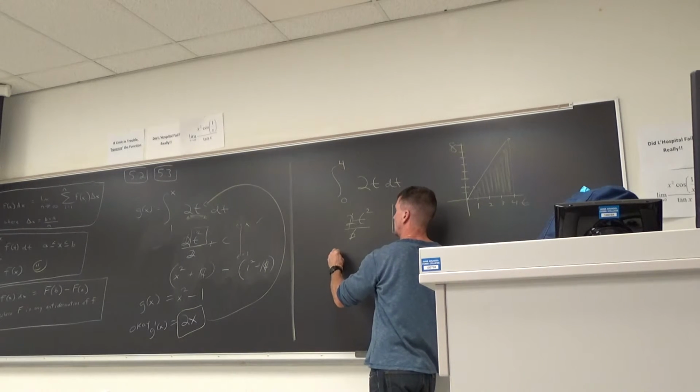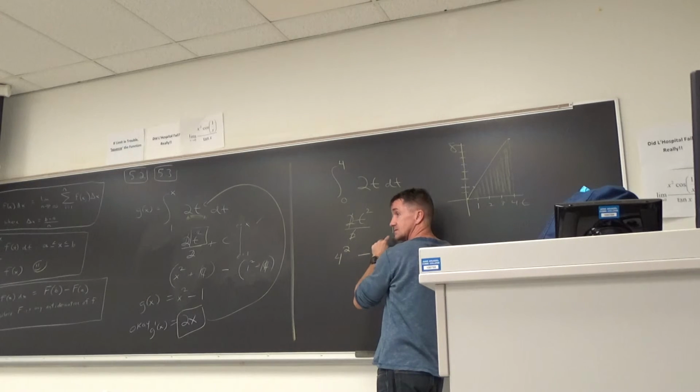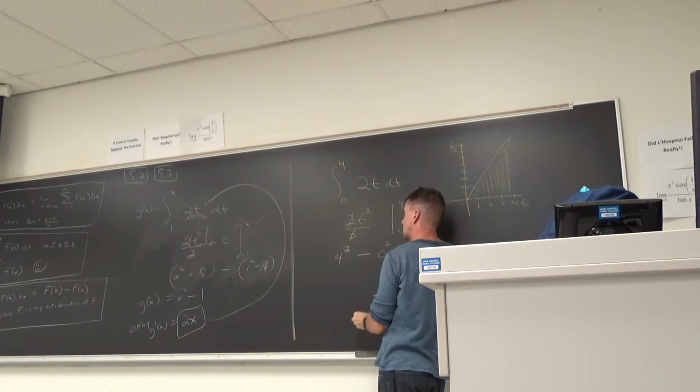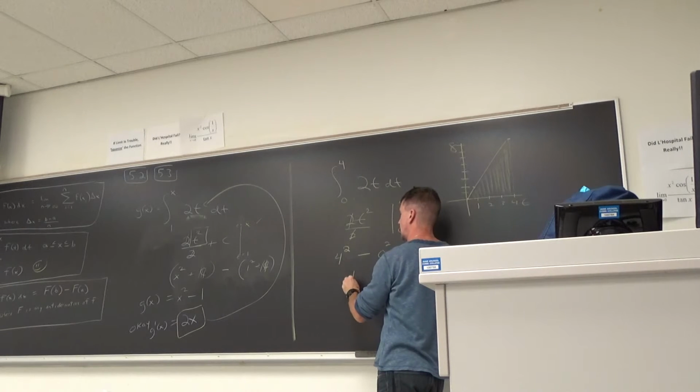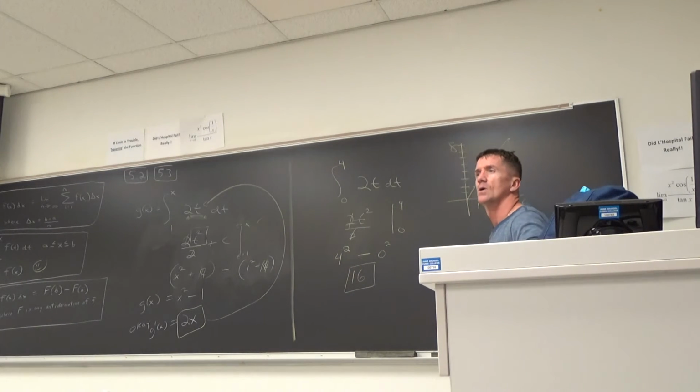I put 4 in there, I get what? 16. I put a minus. Then we substitute the 0, and the answer I'm getting is 16. What's the area of that triangle? Half base times height. So base is 4, height is 8. And then what's half of base 4 times height 8? 16. Isn't that cool?